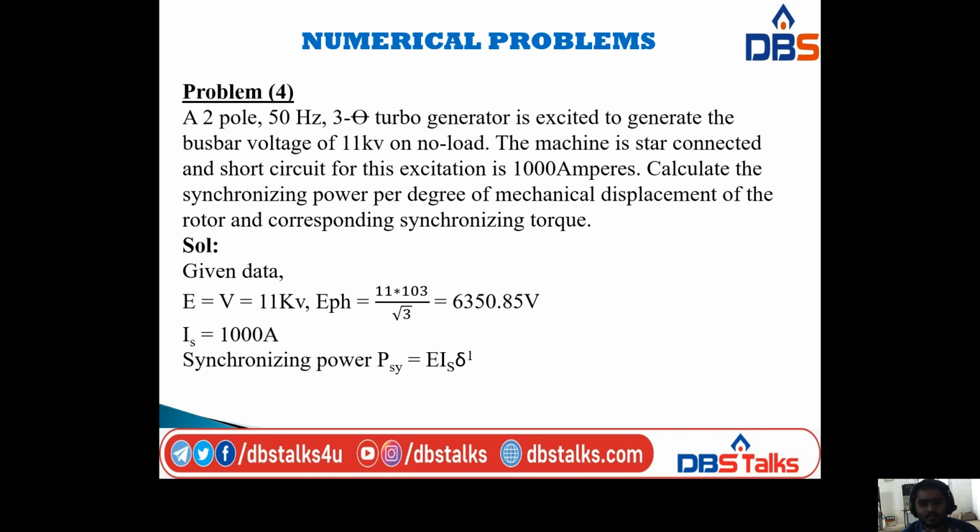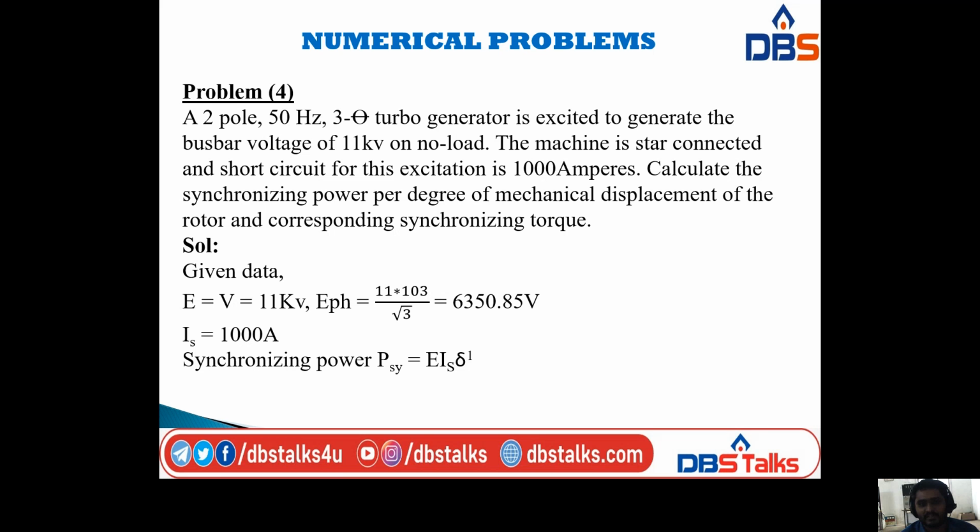Coming to the problem, here they have given a 2-pole, 50 Hz, 3-phase turbo alternator excited to generate the busbar voltage of 11 kV on no load. The machine is star connected and the short circuit current for its excitation is 1000 amperes. Calculate the synchronizing power per degree of mechanical displacement of the rotor and the corresponding synchronizing torque. So this is the given problem.